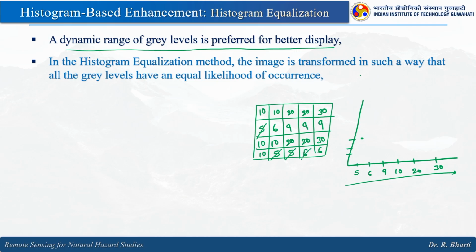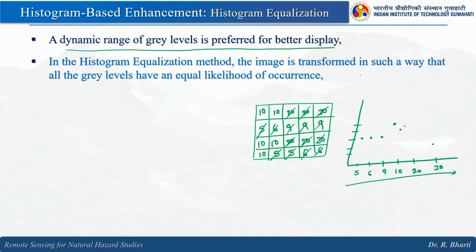Now, for 6 we have 1, 2, 3. So, this is also coming here. 9 is 1, 2, 3. 9 is also coming here. 10 is 1, 2, 3, 4, 5, right. So, this is 5. So, 10 is here. 20 is 1, 2, 3, 4. So, this is here. Now, 30 is 1, 2. So, this is here, right. So, if you see, all these have almost equal frequency because they are in the range, right.